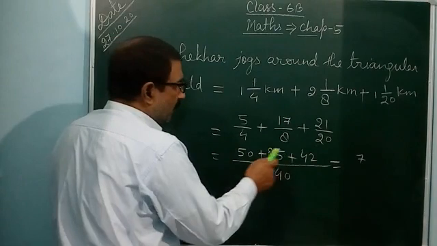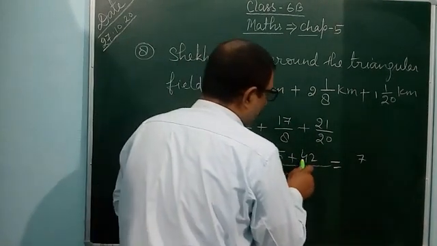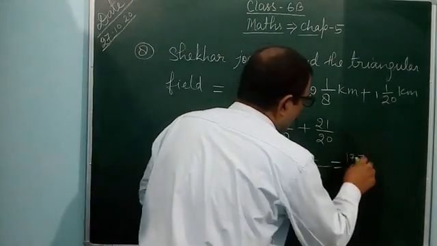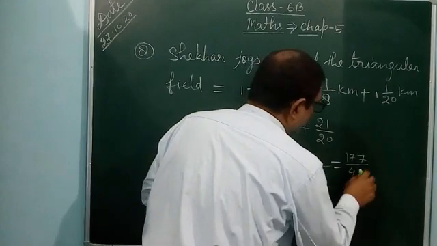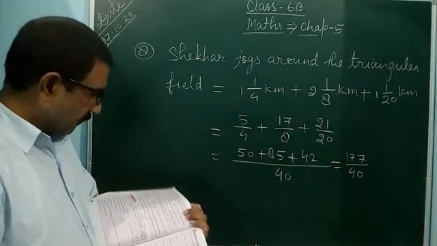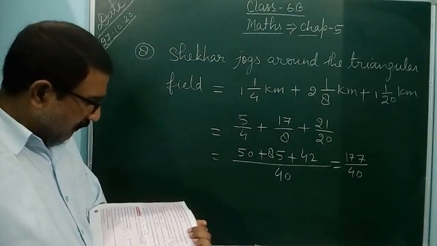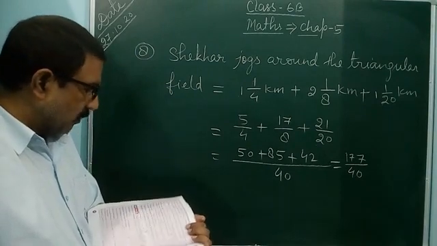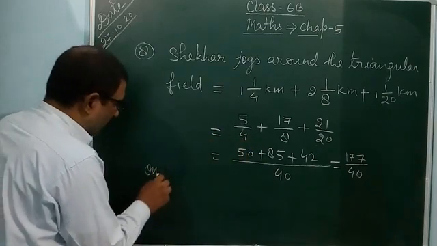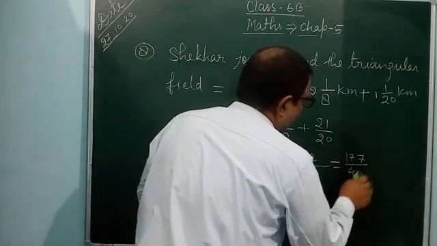In this way you solve it. After that, 50 plus 85 is 135, plus 42 is 177, so 177 by 40. After that, the question is asking how much is one round less than 5 kilometer. One round is 177 by 40 kilometer.